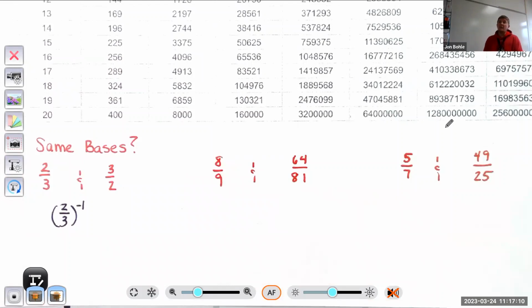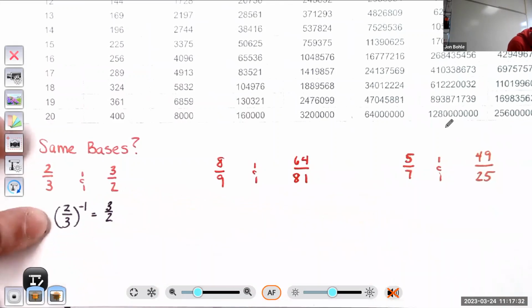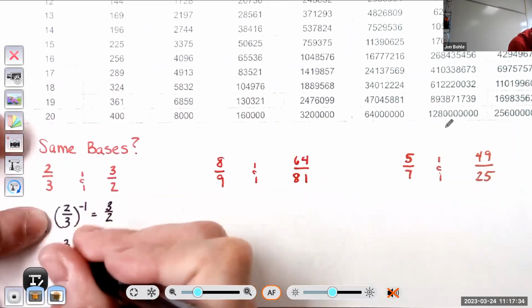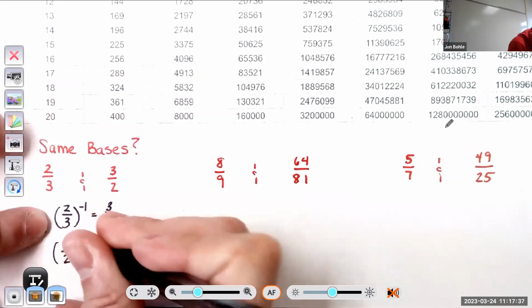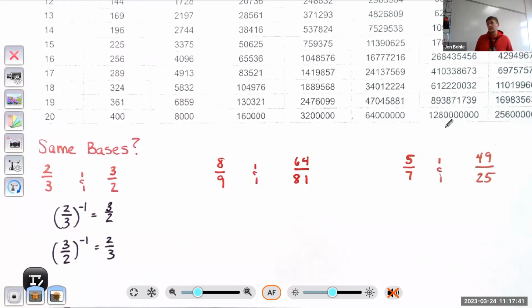Okay, so if I want to write 3/2 with the same base as 2/3, I can just say 2/3 to the negative first power. So 2/3 to the negative first power is 3/2. The other option is I could write 3/2 to the negative first, and that would give me 2/3. Because they flip. Right? Negative exponents flip things.